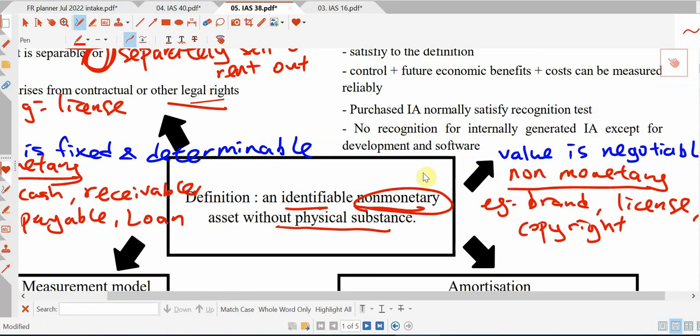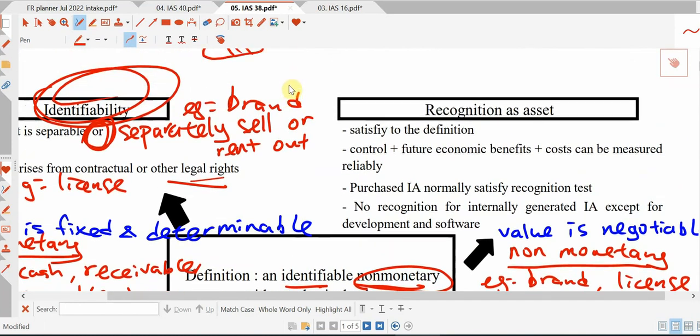So now we know tonight's coverage is more on branding, license, copyright, and when can I recognize the asset in my accounts? It's actually same as PPE. You need to control the asset, it must bring in future economic benefit, the cost of the asset can be measured reliably.